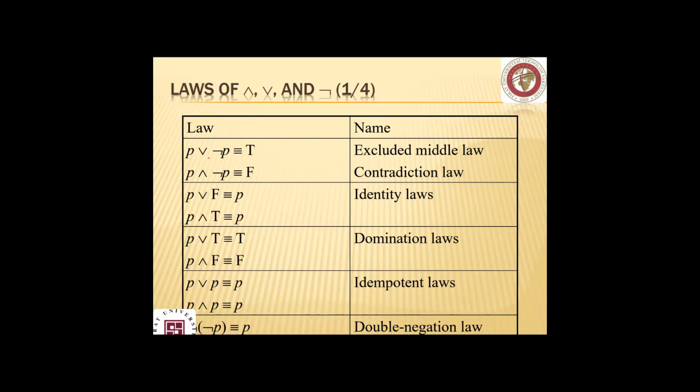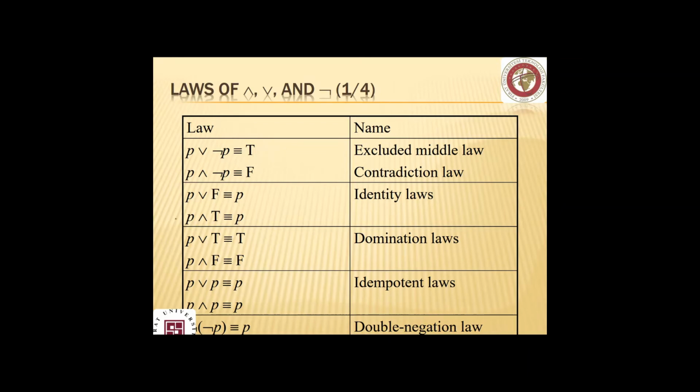We said earlier about a tautology statement, P or not P is always true, a tautology. In that case, this is referred to as the excluded middle law, all right? And this is the contradiction law. A contradiction is always false. P and not P is always false, no matter what. You would never get anything other than false in this case.